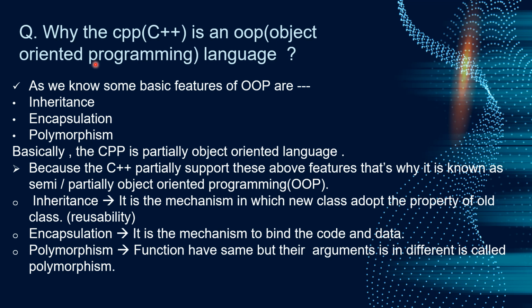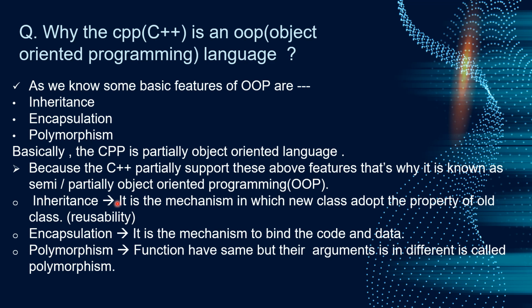Before we discuss the object and the class in C++, let's know why C++ is an object-oriented programming language. As we know, some basic features of object-oriented programming languages are inheritance, encapsulation, and polymorphism. Basically, C++ is partially object-oriented because it partially supports these features. That's why it is known as a partially, or semi, object-oriented programming language.